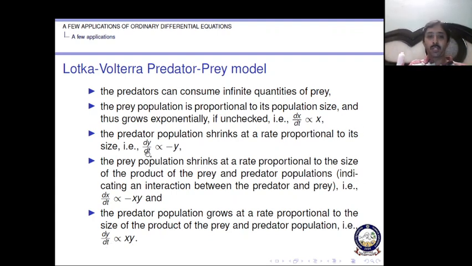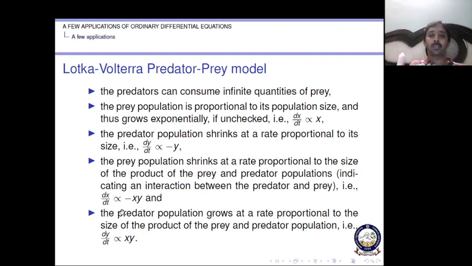So these are four expressions which are to be remembered. Dx by dt will be proportional to x, dy by dt will be proportional to minus y, because here there is a growth, here it is decreasing, the shrinking is happening. Likewise, dx by dt will be proportional to minus xy, because the interaction will decrease the population of rabbits and it will increase the population of foxes. So these are the four expressions that we have.